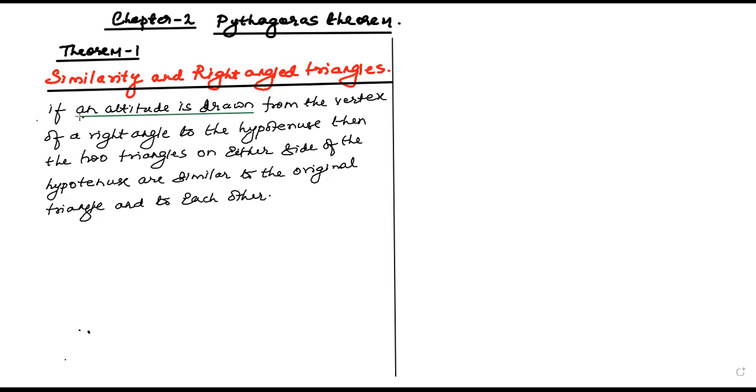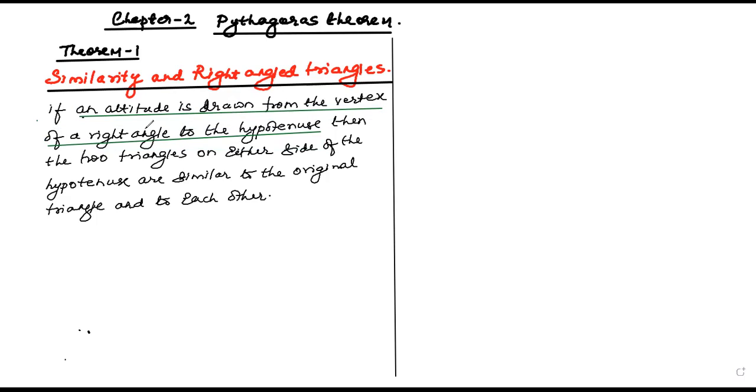I underline here: if an altitude is drawn from the vertex of a right angle to the hypotenuse. What follows "if" is your given information: altitude is drawn from the vertex of a right angle to the hypotenuse.